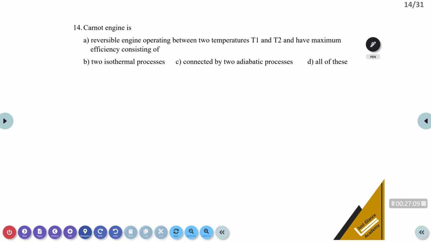A Carnot engine is a reversible engine operating between the two temperatures T1 and T2. Yes, this is also right. It has 2 isothermal processes and 2 adiabatic processes, so the whole answer is right. All of these are right for the Carnot engine. The right answer is yes, students.